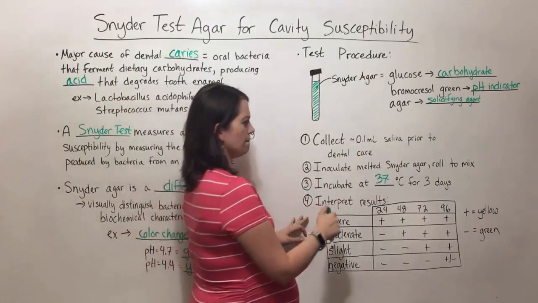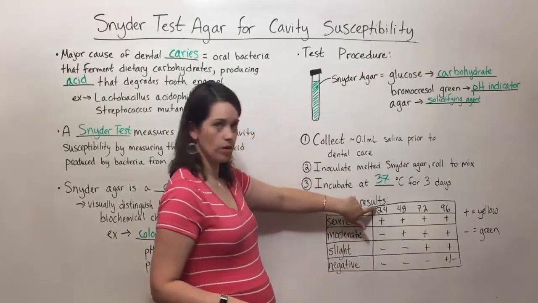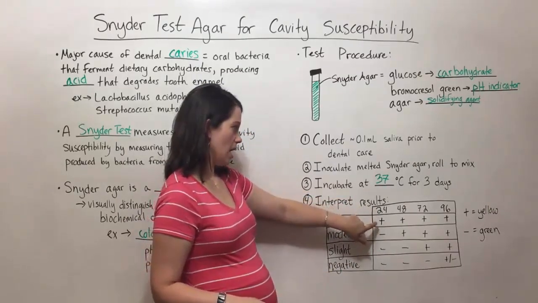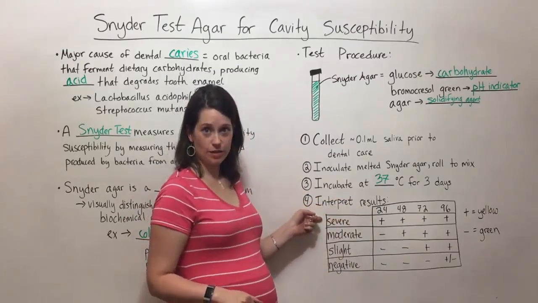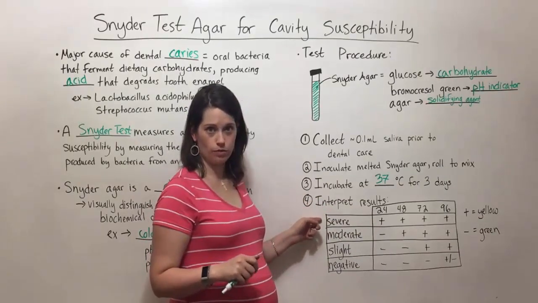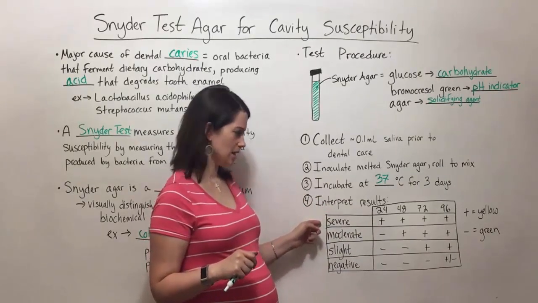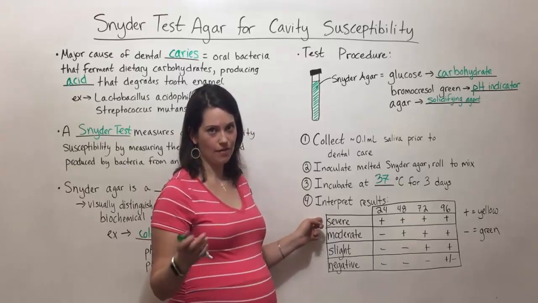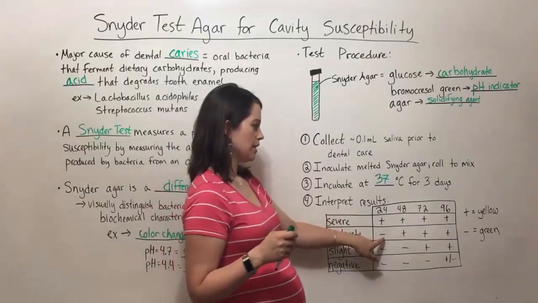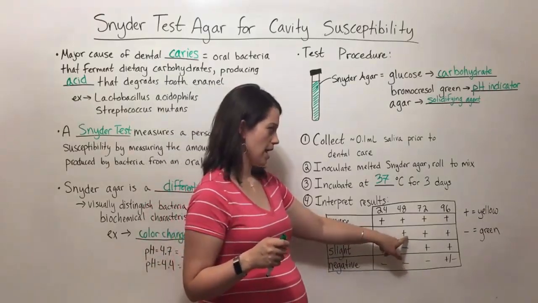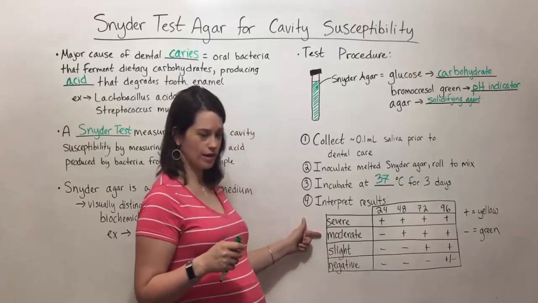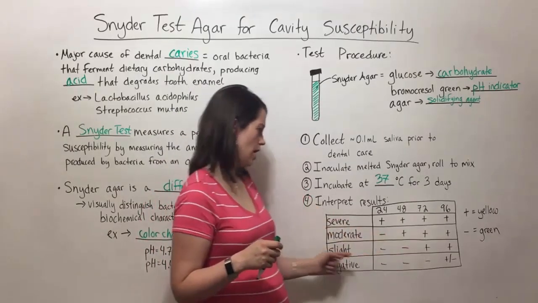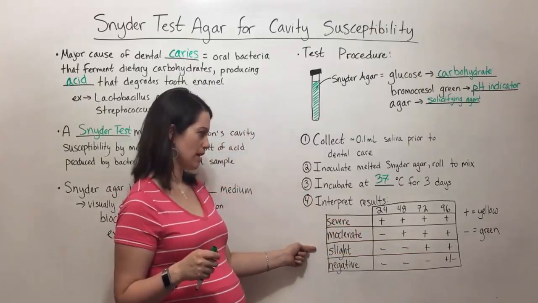And so you just look here. If at 24 hours, the tube is already yellow, meaning a positive sign, that means that the cavity susceptibility is considered severe. And I've seen this with students before. Their saliva turns yellow overnight, and they have a severe cavity susceptibility, and typically they've had a lot of cavities in their lives. If it's still green at 24 hours, but by 48 hours it's turned yellow, that's the moderate susceptibility. If it's still green at 48 hours, but turns yellow at 72 hours, that's the slight susceptibility.